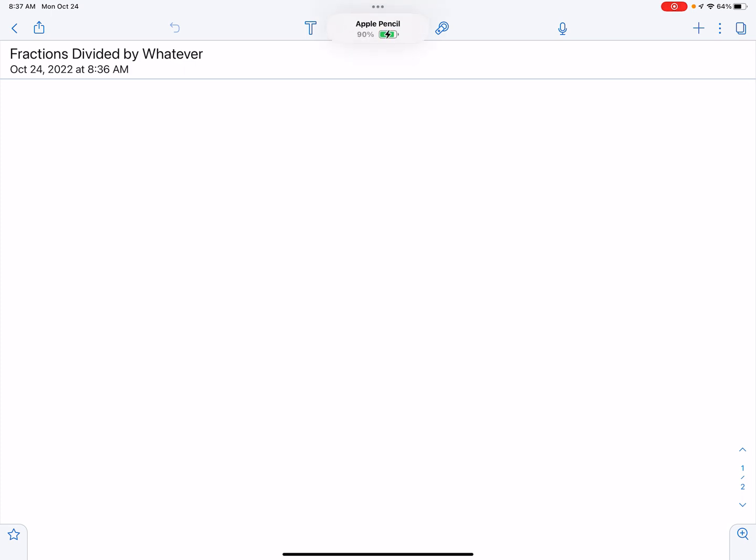This could be a fraction divided by a mixed number. This could be a fraction divided by an improper fraction, or it could just be a fraction divided by a proper fraction, or just a whatever fraction. So today we're going to specifically focus on these two options here.